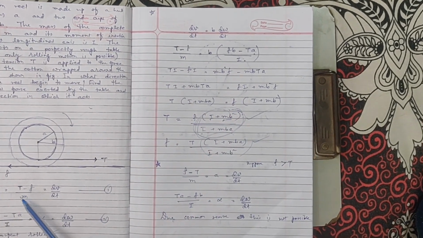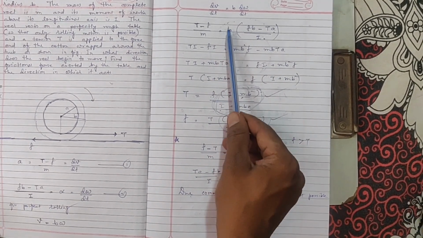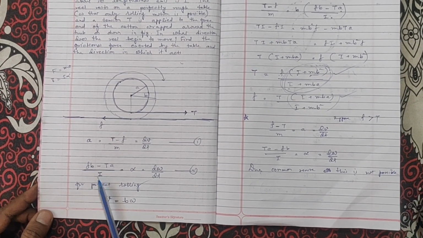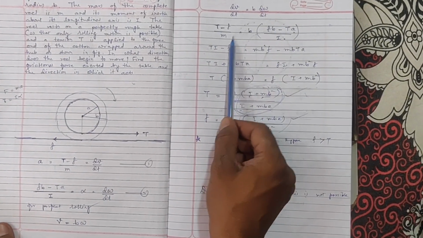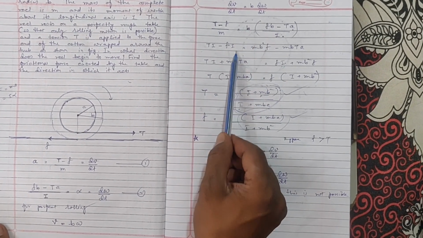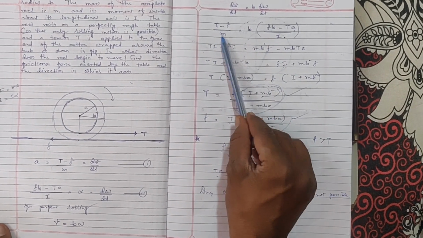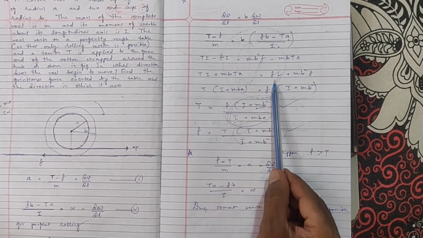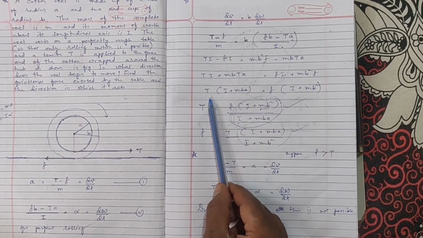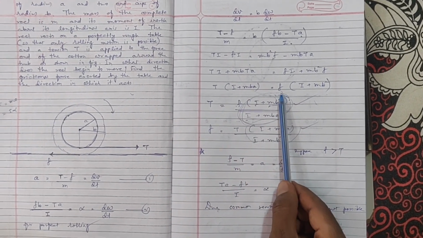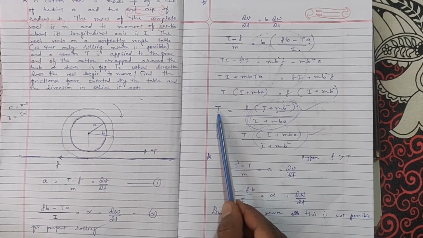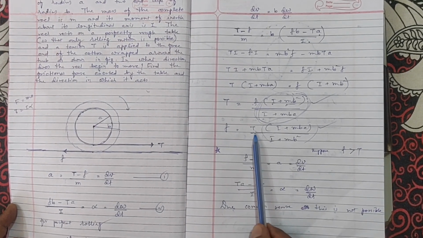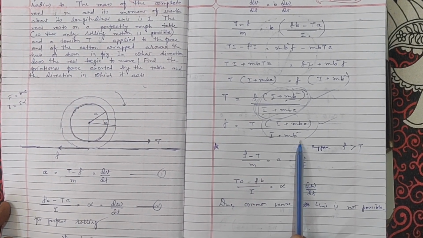Now taking derivative both the sides, dV by dt is B into d omega by dt. Replacing dV by dt by (T minus F) by M, we get (T minus F) by M equal to B into (Fb minus Ta) by I. Now taking cross multiplication, TI minus FI equals Mb square F minus MbTa. So TI plus MbTa equals FI plus Mb square F. Taking common, T(I plus Mba) equals F(I plus Mb square). So T equals F(I plus Mb square) upon (I plus Mba), and F equals T(I plus Mba) upon (I plus Mb square).